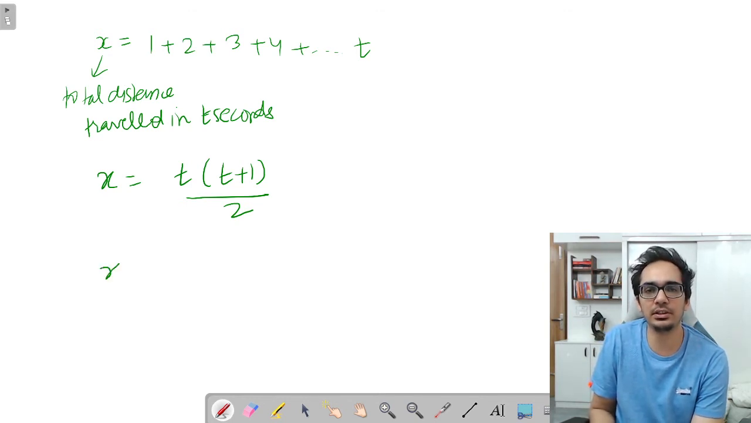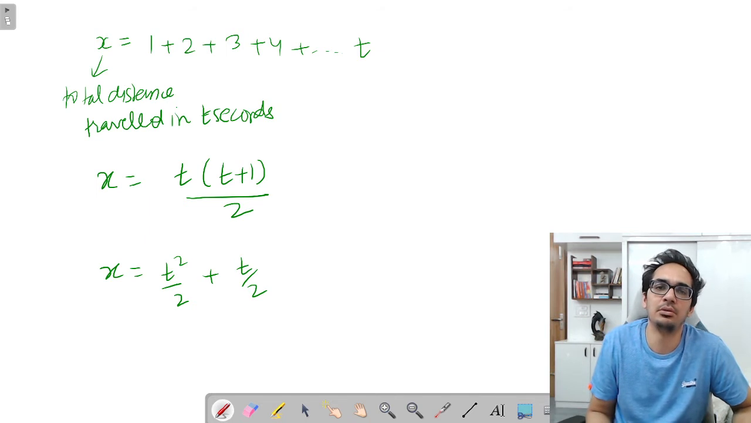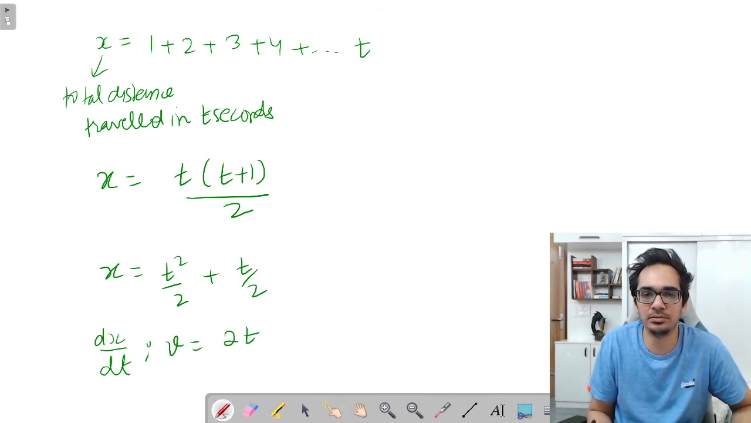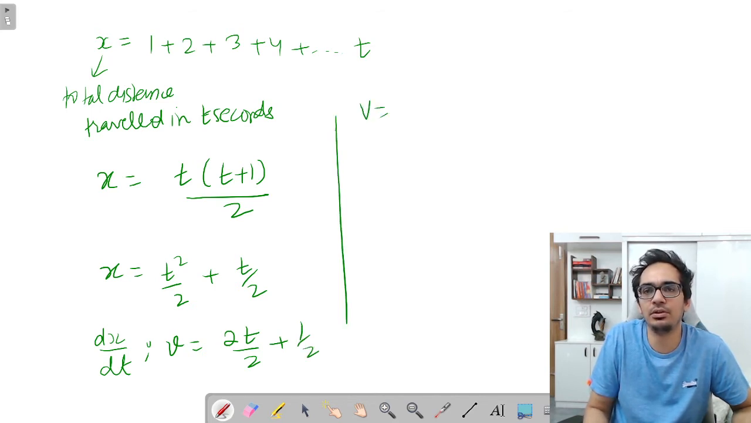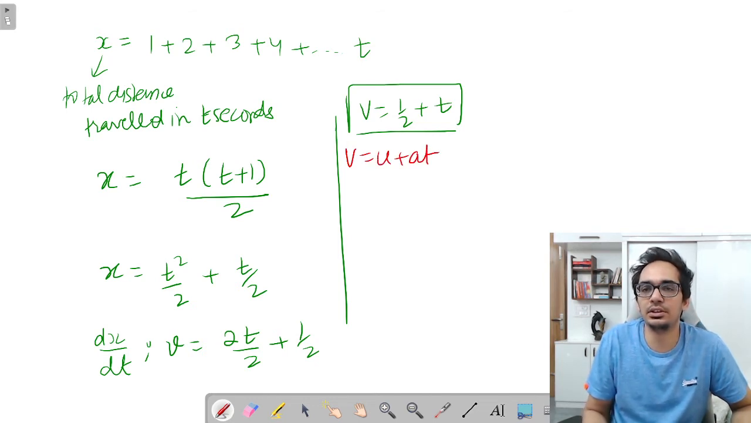So now you got your answer. X is equal to t square by 2 plus t by 2, right? So differentiate, you will get velocity. Velocity is equal to dx by dt. So therefore velocity is equal to 2t by 2 plus 1 by 2. So you got v is equal to 1 by 2 plus t. Now a is constant, compare it with v is equal to u plus at, and here is your answer. So just see, u is equal to half and acceleration is equal to 1. So you got both the answers correctly, right?